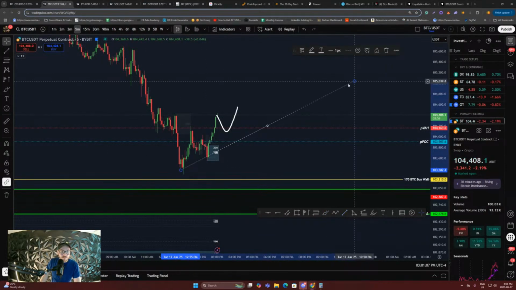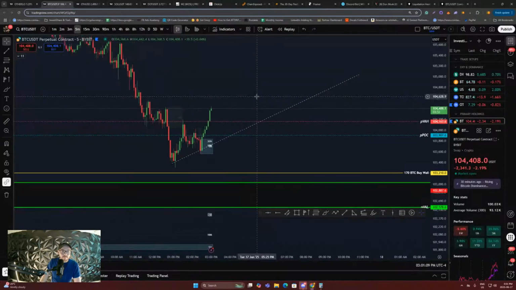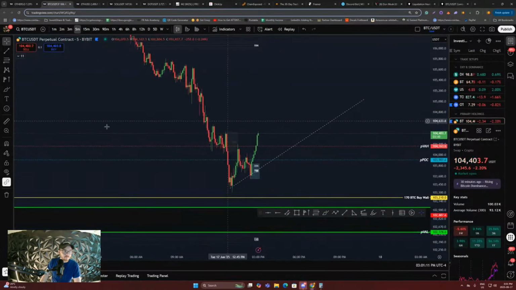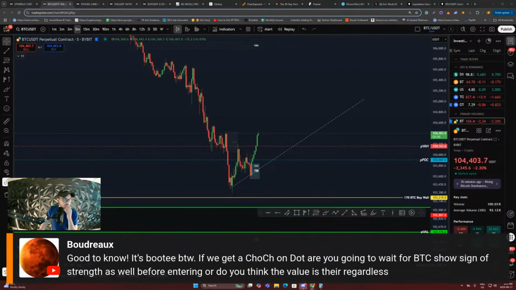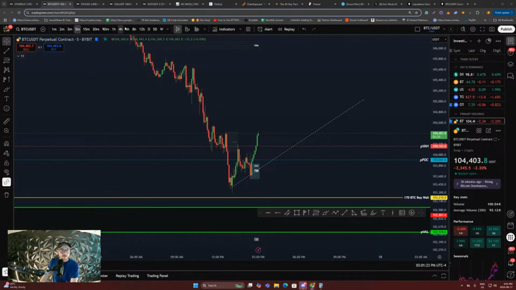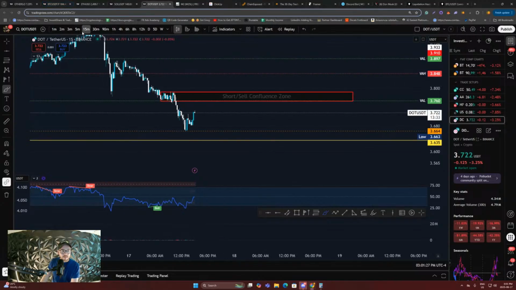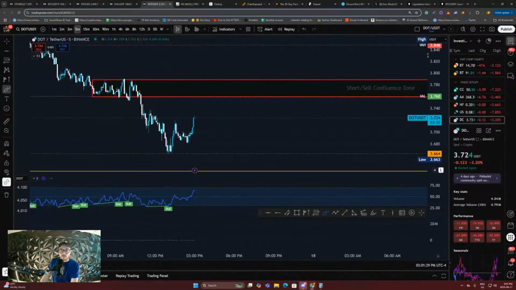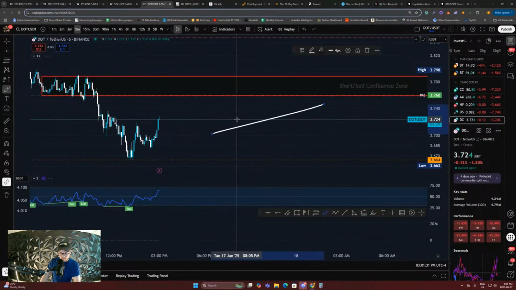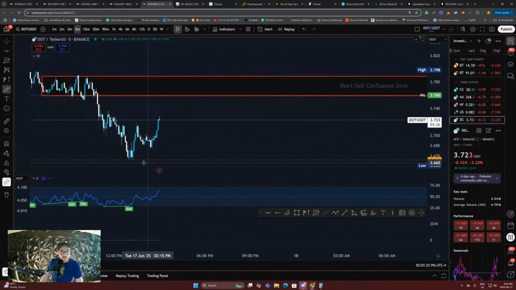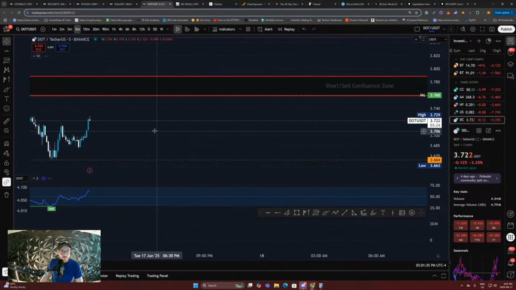Is there momentum on the 5-minute? Good to know. If we get a change of character on DOT, are you going to wait for Bitcoin to show a sign of strength as well for entering? I prefer it. If you're trading altcoins, it's best to see that confluence alongside Bitcoin. DOT has a lot of Bitcoin pairing liquidity, so DOT does like to follow alongside Bitcoin a lot.